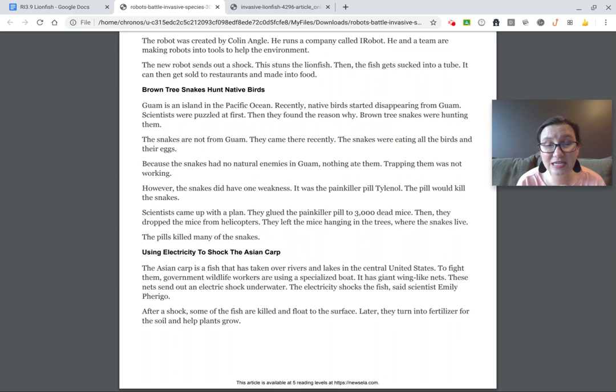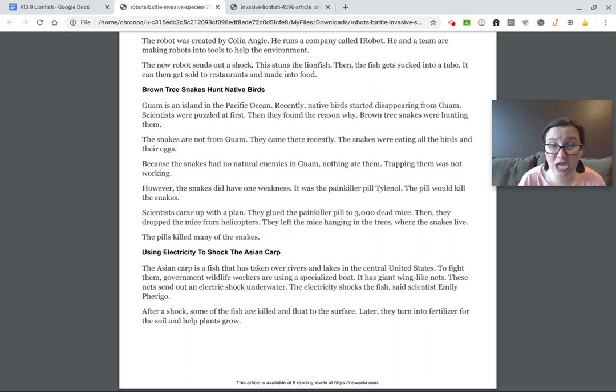Using electricity to shock the Asian carp. The Asian carp is a fish that has taken over rivers and lakes in the central United States. To fight them, government wildlife workers are using a specialized boat. It has giant wing-like nets.